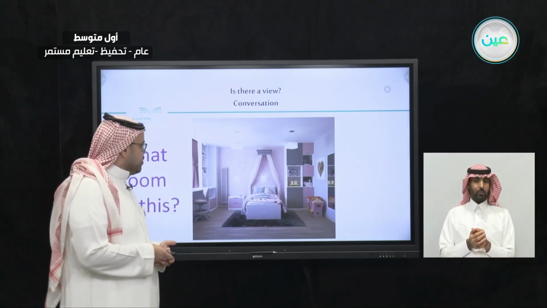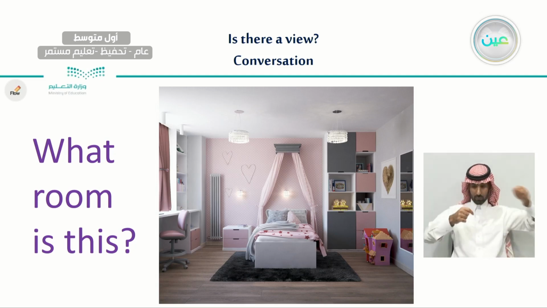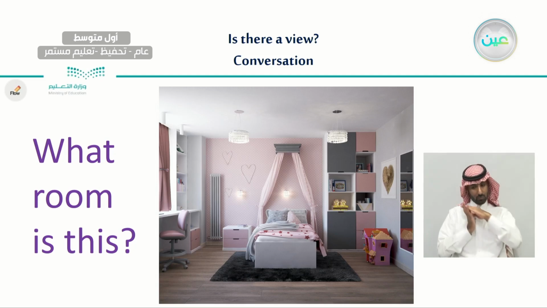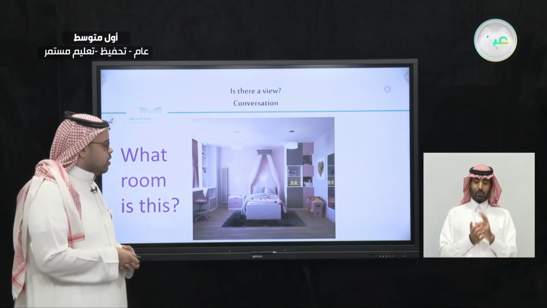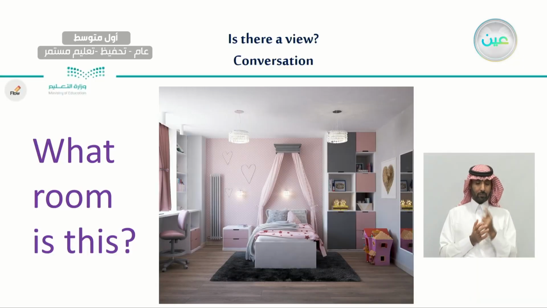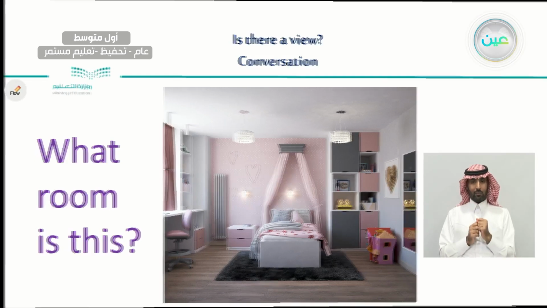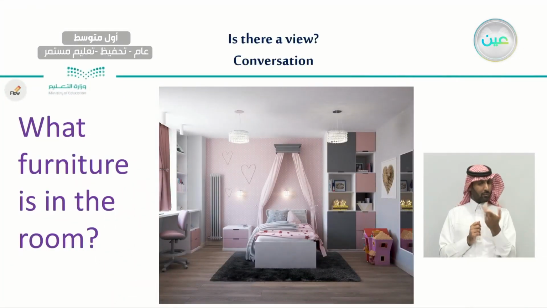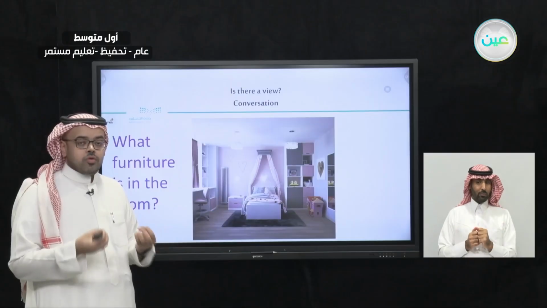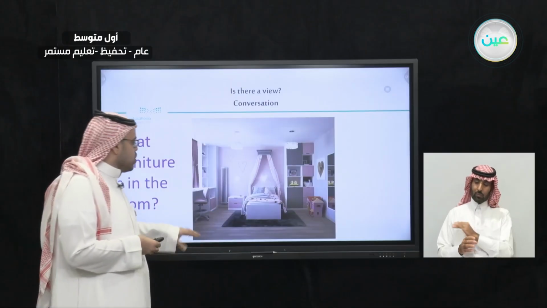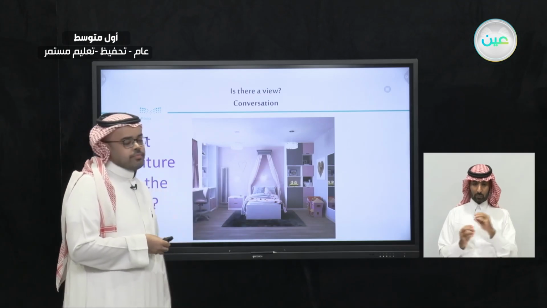So here we have curtains, we can see. We have maybe some pillows, blankets, and it is in pink. So this is maybe for girls, not for boys. Okay. So this room, we agreed that it is a bedroom. Very good. Let's see what kind of furniture we have in this room.